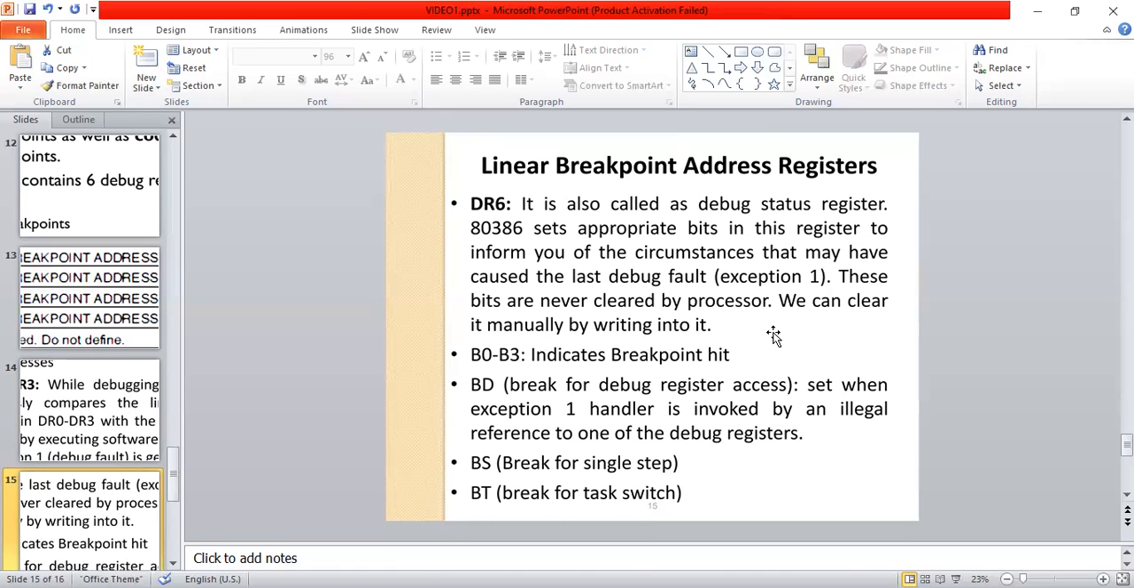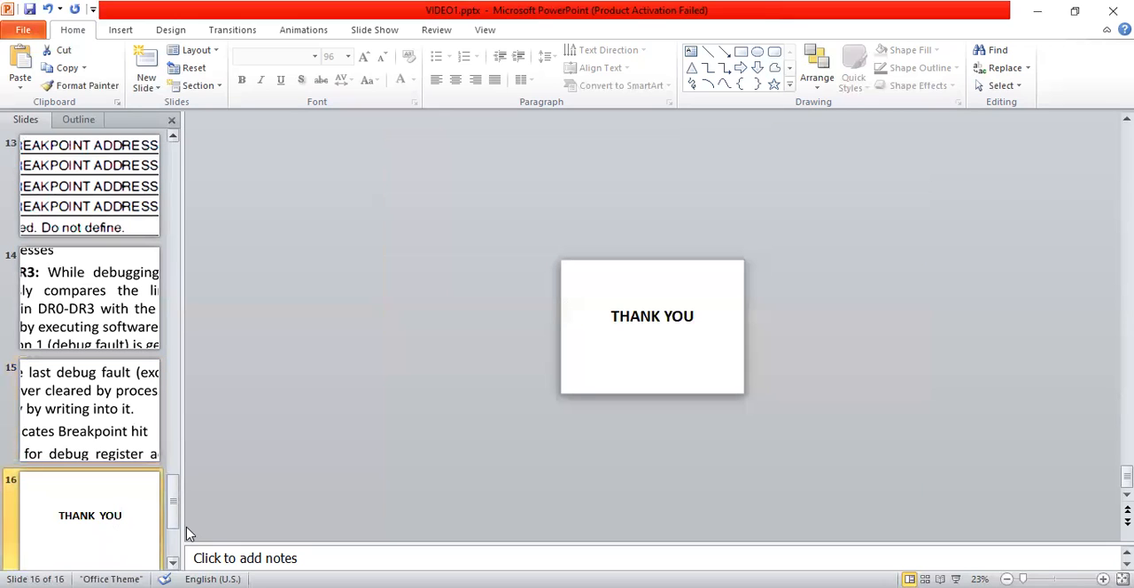B0 to B3 indicate which breakpoint was hit. BD, break for debug register access, is set when the exception 1 handler is invoked by an illegal reference to one of the debug registers. BS is break for single step, and BT is break for task switch. Thank you, friends, for the lecture.